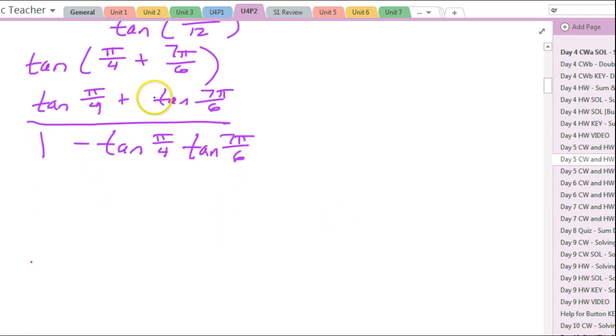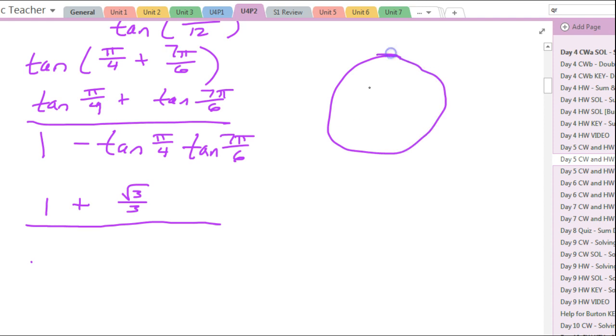Okay, now tangent of pi over 4, that's 1. That's just one of those values that we've memorized. Tangent of pi over 4 is 1. Tangent of 7 pi over 6, I'm thinking about the reference angle pi over 6. So I know that the tangent of pi over 6, we've memorized that to be radical 3 over 3. So the only question is, should it be negative radical 3 over 3? For that, we just consider the quadrant that it's in.